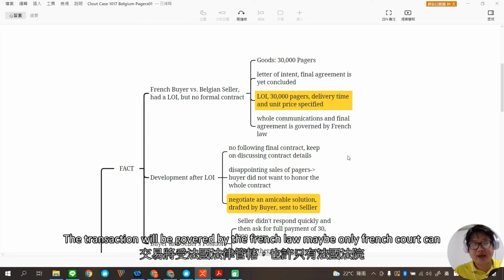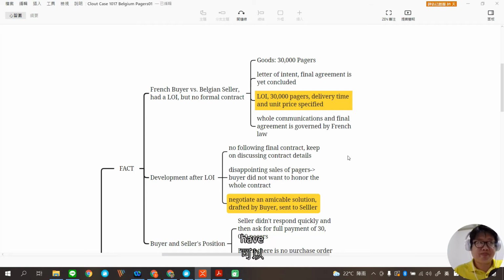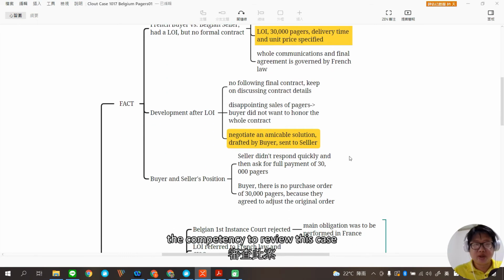Maybe only the French court can have the competency to review this case. And then after the signing of a letter of intent, they just negotiate some details in the letter.